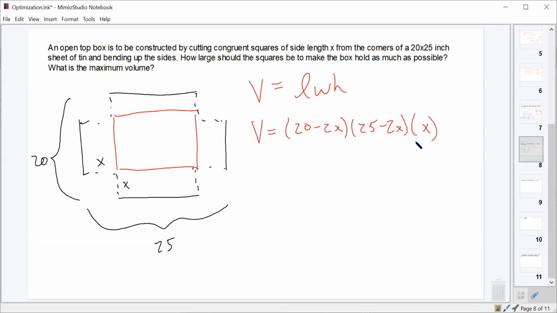Everybody good with that or no? Yeah. All right. Let's simplify that out. Negative 2x times negative 2x is 4x squared times an x is 4x cubed. And then 25 times negative 2 is negative 50x, and then a negative 40x, that should be negative 90x. And then times x is 90x squared. And then we got a 20 times a 25, which ought to be 500x.